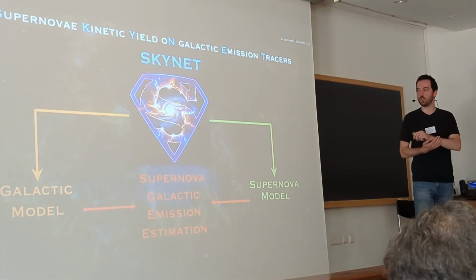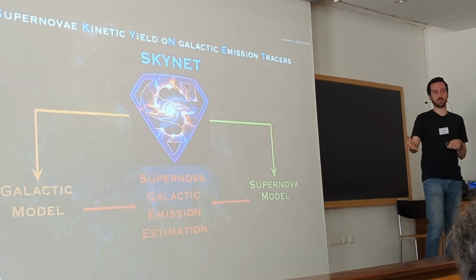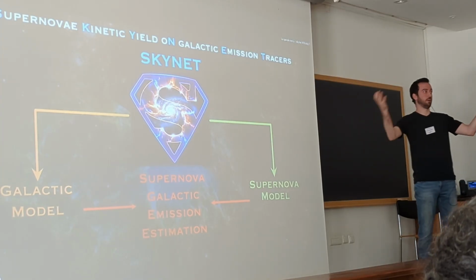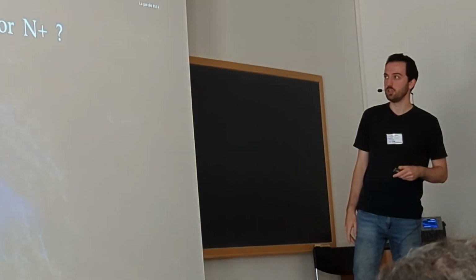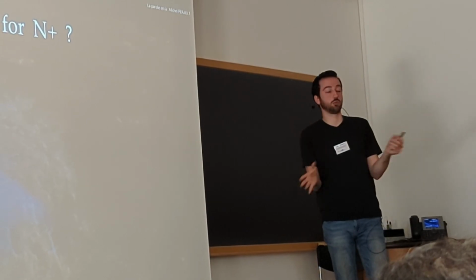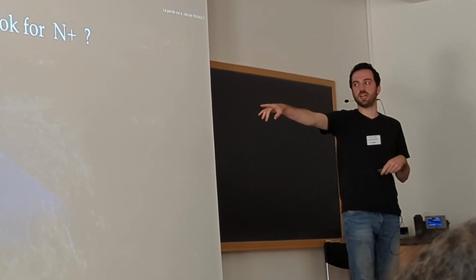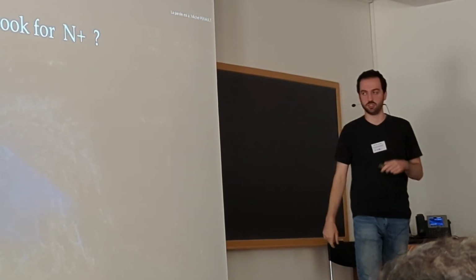Okay, so now you have seen the galactic model, you have seen the supernova model, then combine both of them to see the emission of supernova remnants in our galaxy. So first we will look at N+. Why do we care about N+? First, because N+ crosses fully ionized regions, and it is quite hard to ionize, harder than hydrogen.